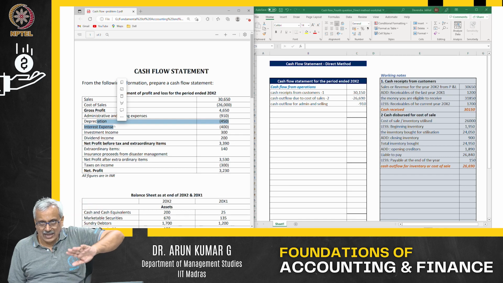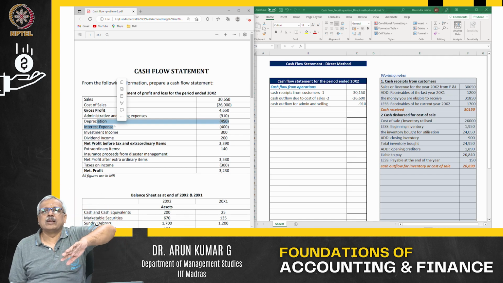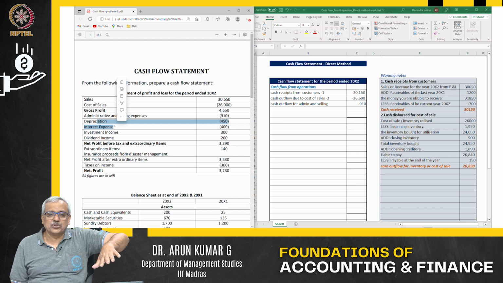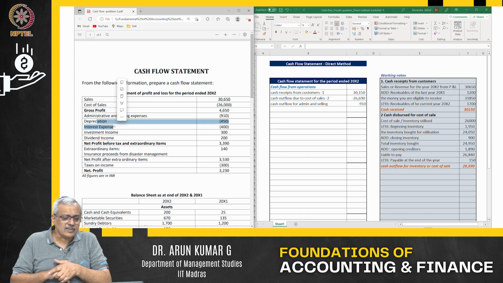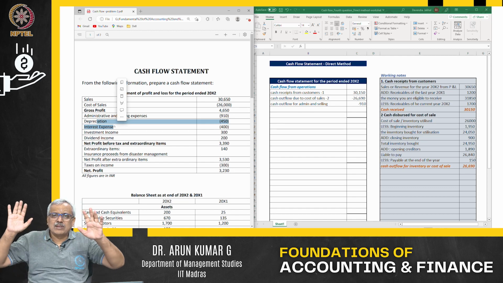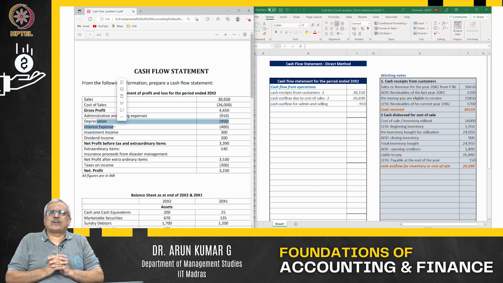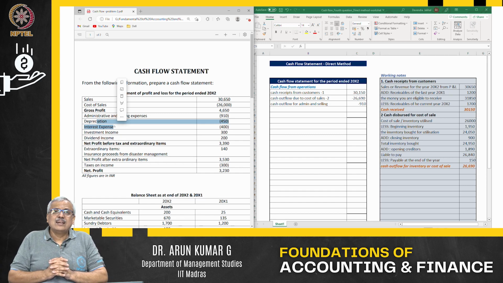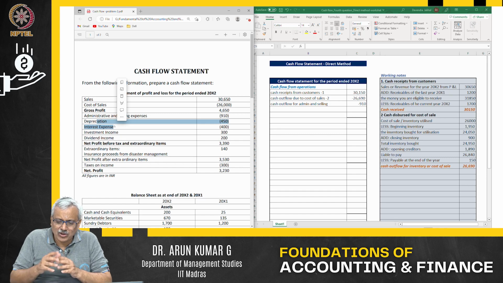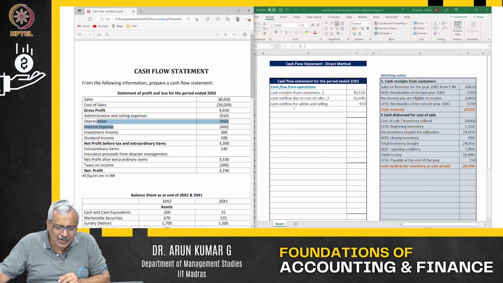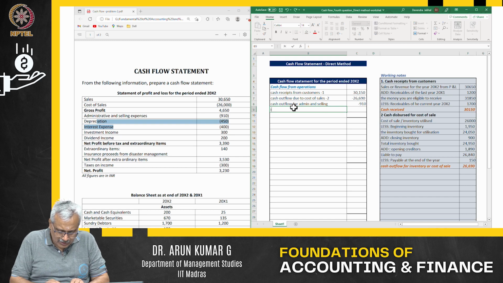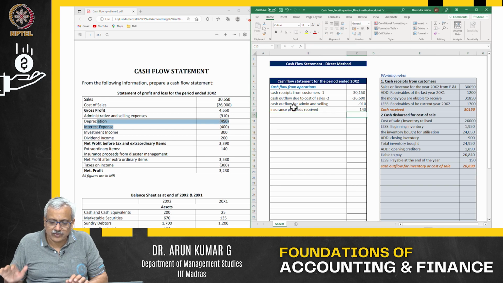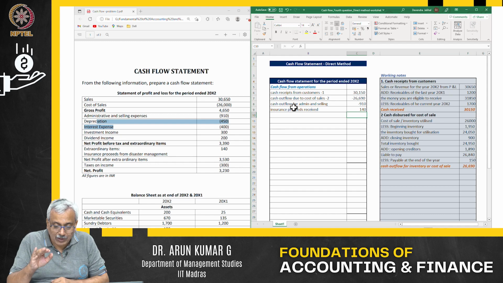So, in this particular case, I presume, let me repeat, I presume that this insurance proceeds is from disaster management. Presume that a disaster has occurred in your plant, factory, whatever it is, a fire or something has occurred and you have claimed insurance and you have received. So, cash inflow from operations. So, I will say cash inflow, insurance proceeds received is 140, direct cash inflow.